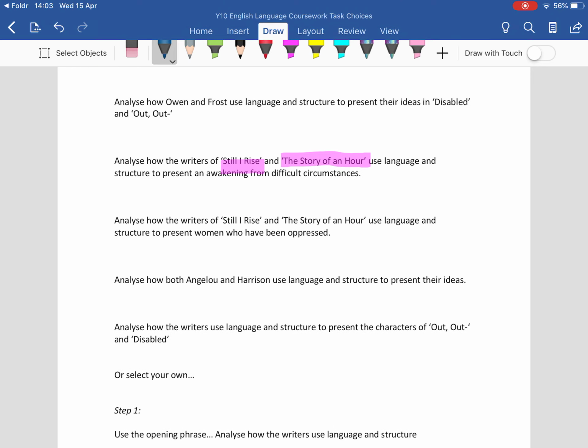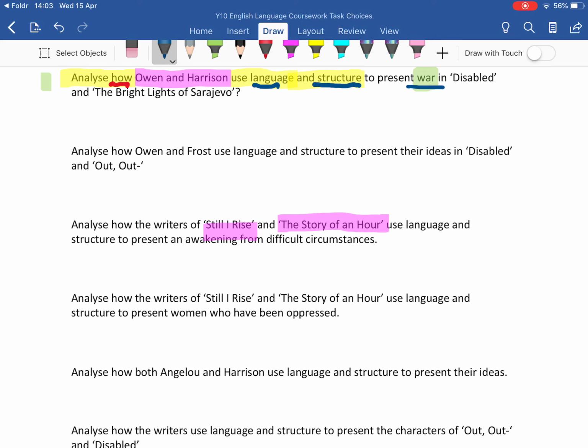The second one, analyse how Owen and Frost use language and structure to present their ideas in Disabled and Out. Once again, we have that phrase, analyse how. We have both writers, we have language and structure, and then we have this very, very generic and general phrase, their ideas. Now, there's lots of things to compare in Disabled and Out. Both poems have young men who are dreadfully injured. Disabled is about war. Robert Frost's poem could metaphorically be about youths dying in war needlessly.